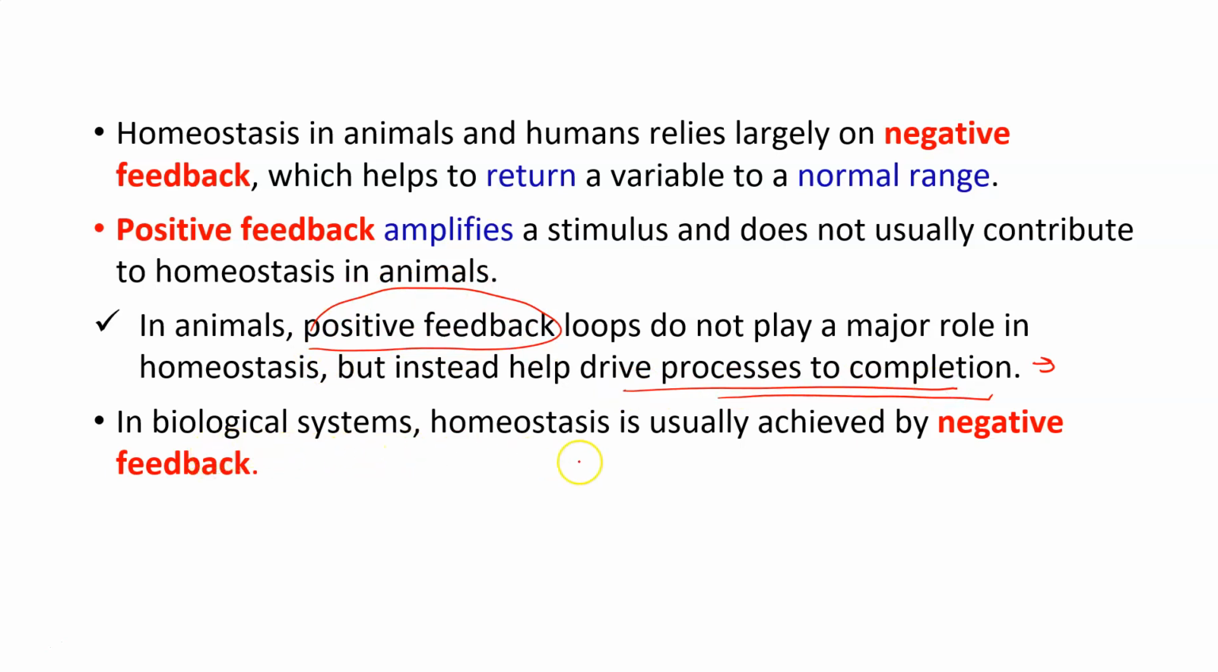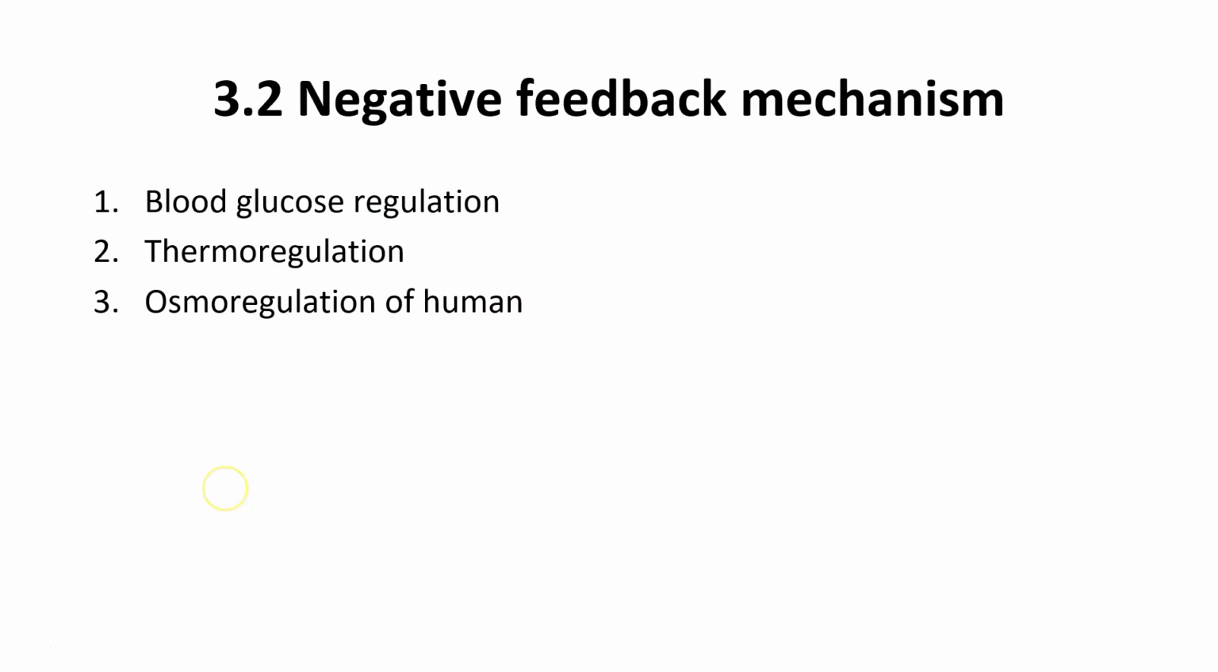In biological systems, homeostasis is usually achieved by negative feedback. Usually, to achieve the normal set point is through negative feedback. Your body temperature, 37, if it increases, it will decrease it. Your blood glucose level, if it increases, it will decrease it. For example, your pH, if blood pH drops, it will increase it back. That is negative feedback. Okay, so we are going to look at the detail of the negative feedback mechanism.